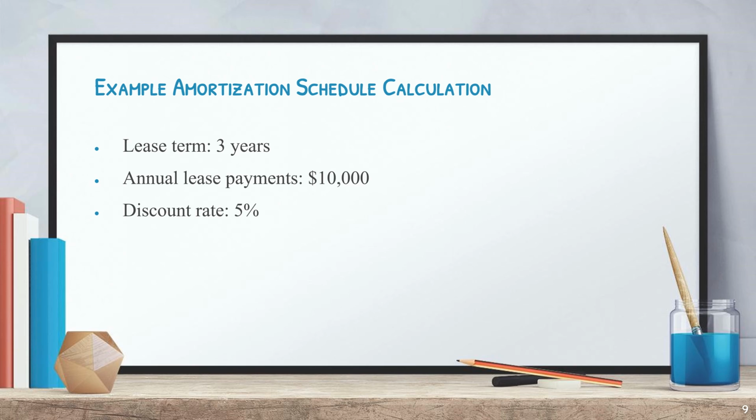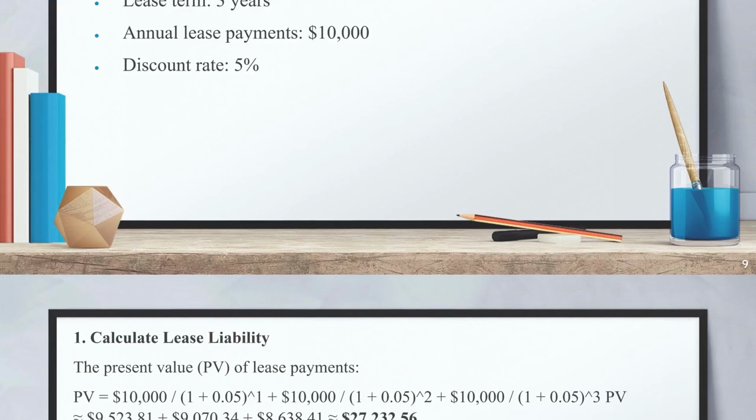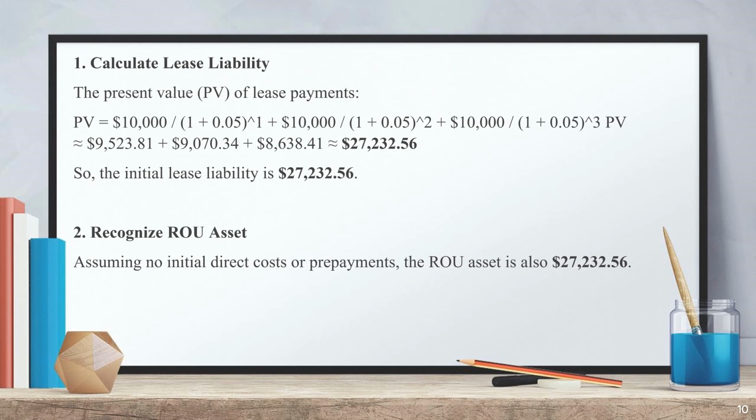Let's consider a simplified example. In this example, the lease term is 3 years. The annual lease payment is $10,000, and the discount rate is 5%. The first step is to calculate the lease liability. Using the formula, the present value of the lease payments is approximately $27,232.56.